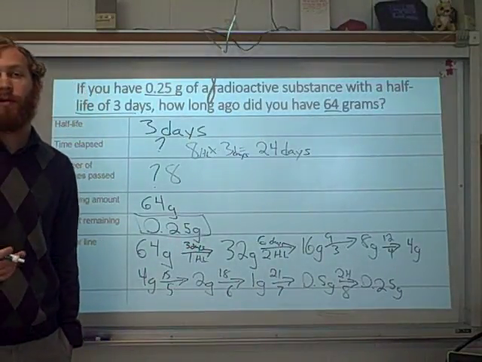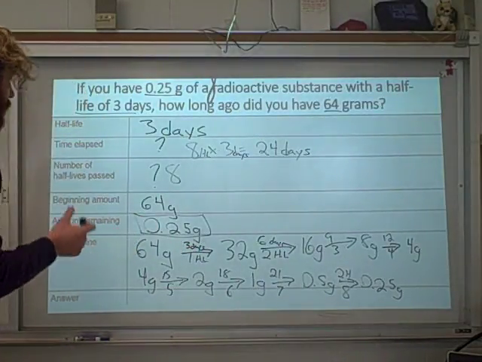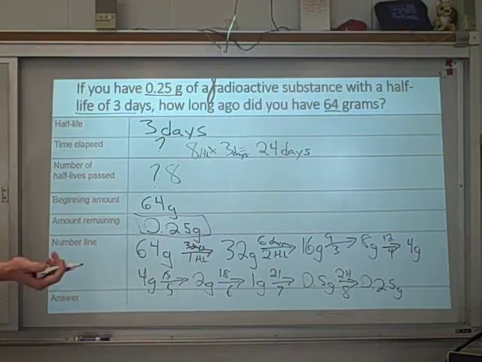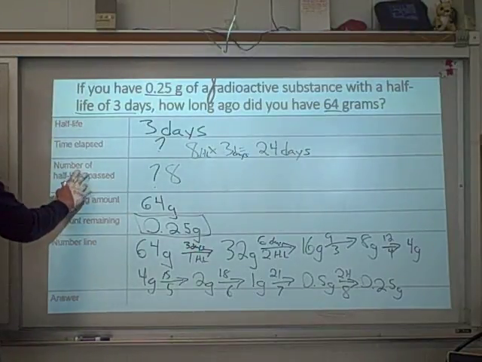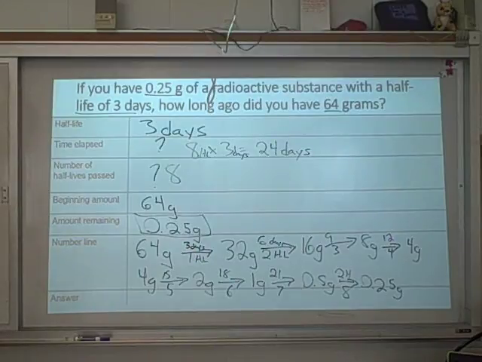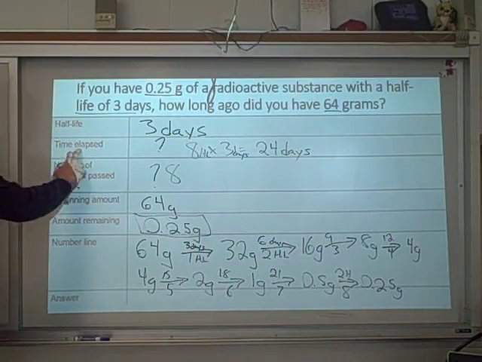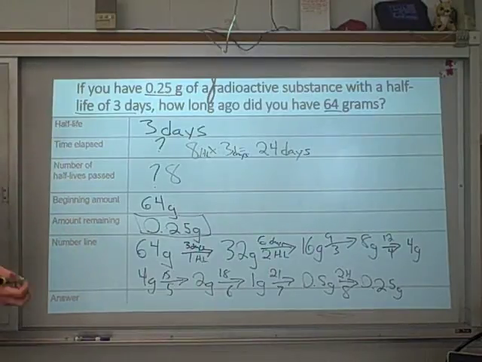That is how you calculate half-life. Different problems will ask different things, like how much time elapsed. Sometimes you'll need to figure out the half-life, and they're going to give you the time elapsed. But you always want to set up a number line where you divide by 2 each time.